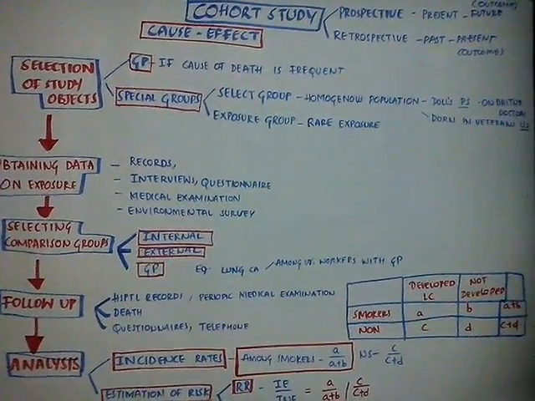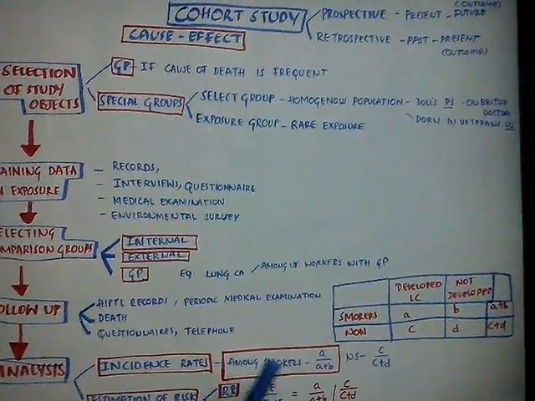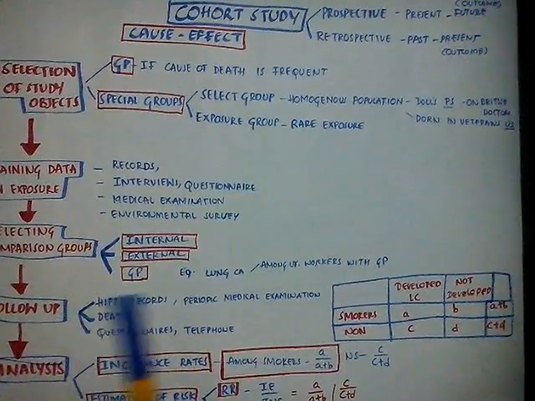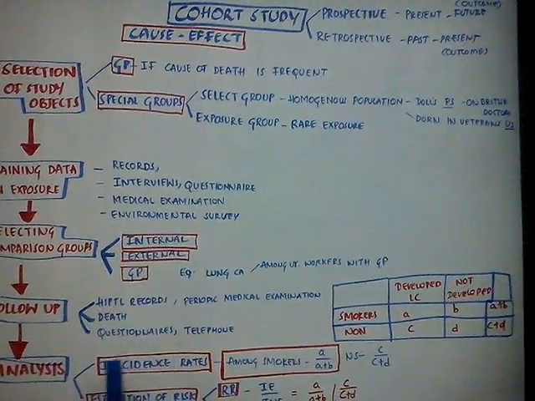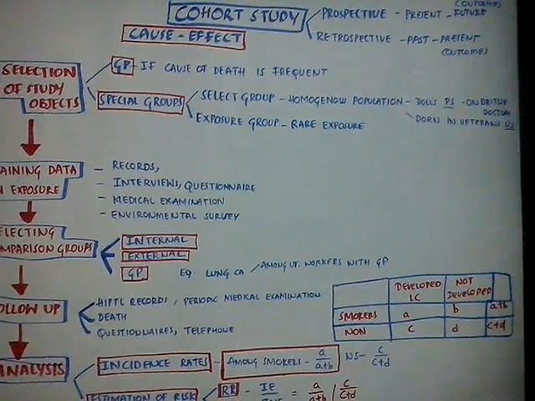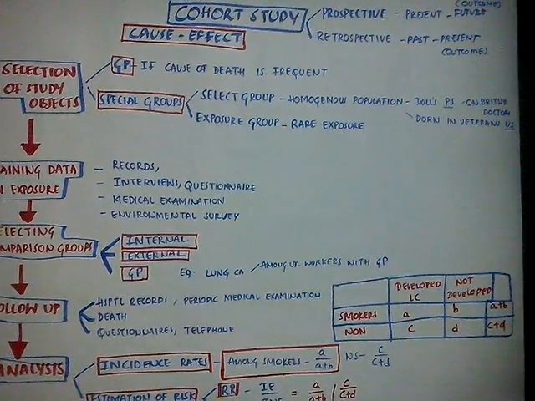Coming to the cohort study, it is from the cause to the effect. That is, whether the exposure factor or the causative factor is causing the disease or not. It is of two types, prospective cohort study and retrospective cohort study.